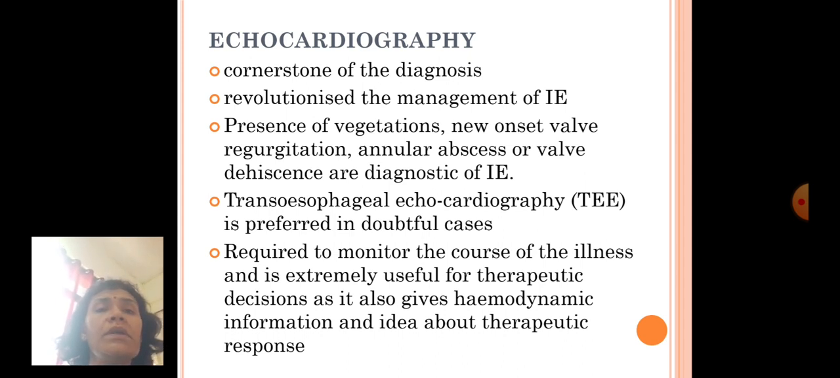Echocardiography is the cornerstone of the diagnosis, and it has revolutionized the management of infective endocarditis. Presence of vegetations, new onset valve regurgitation, annular abscess or valve dehiscence can all be seen on echocardiography, and they are diagnostic of infective endocarditis. Transesophageal echocardiography is preferred in those cases which are doubtful on transthoracic.